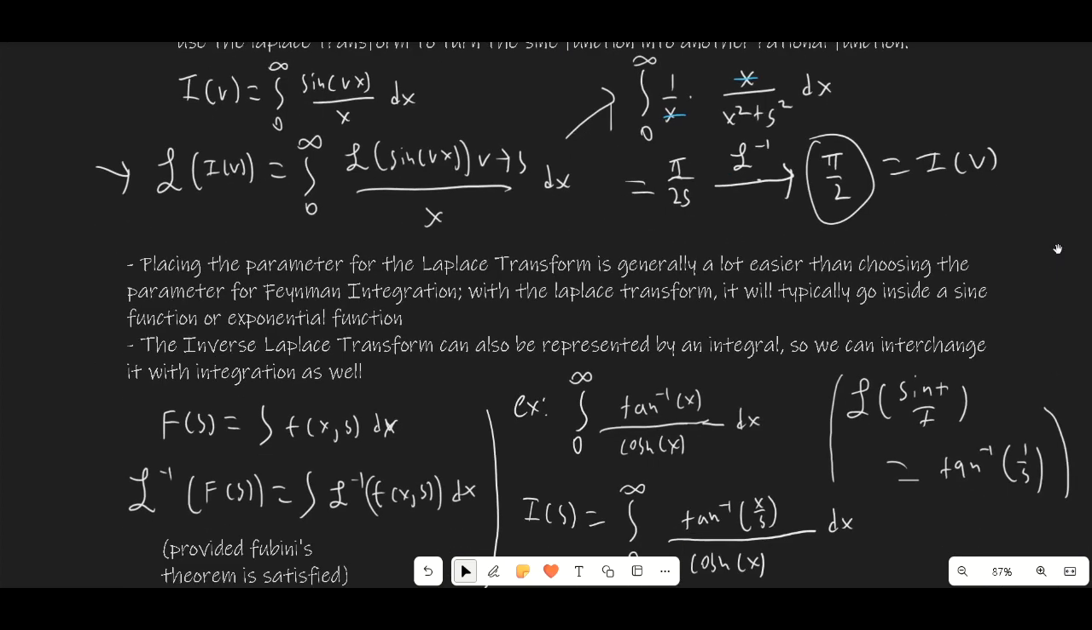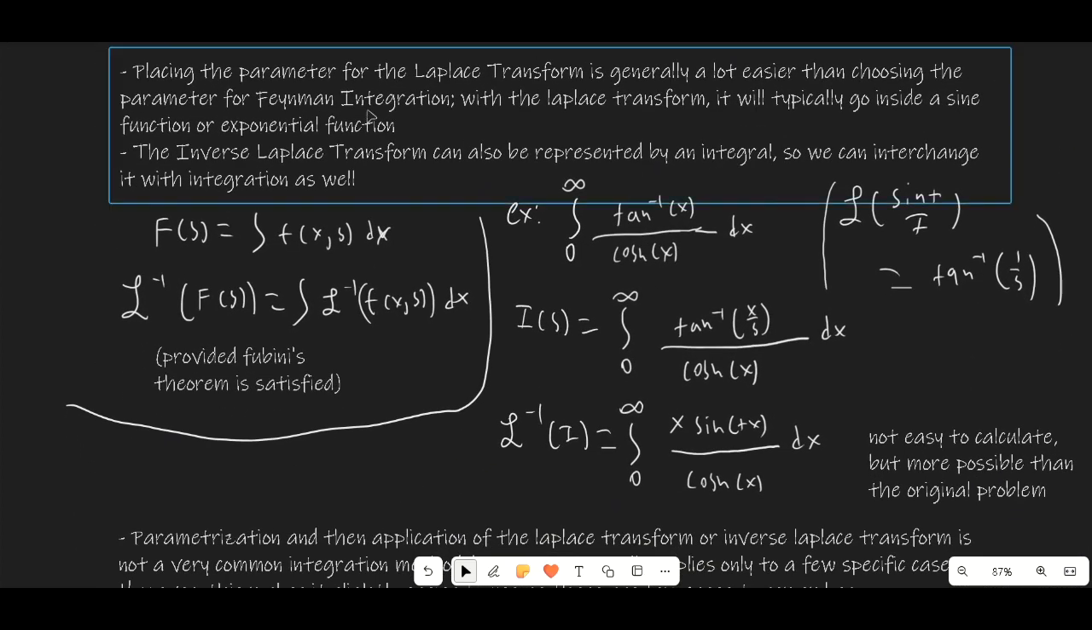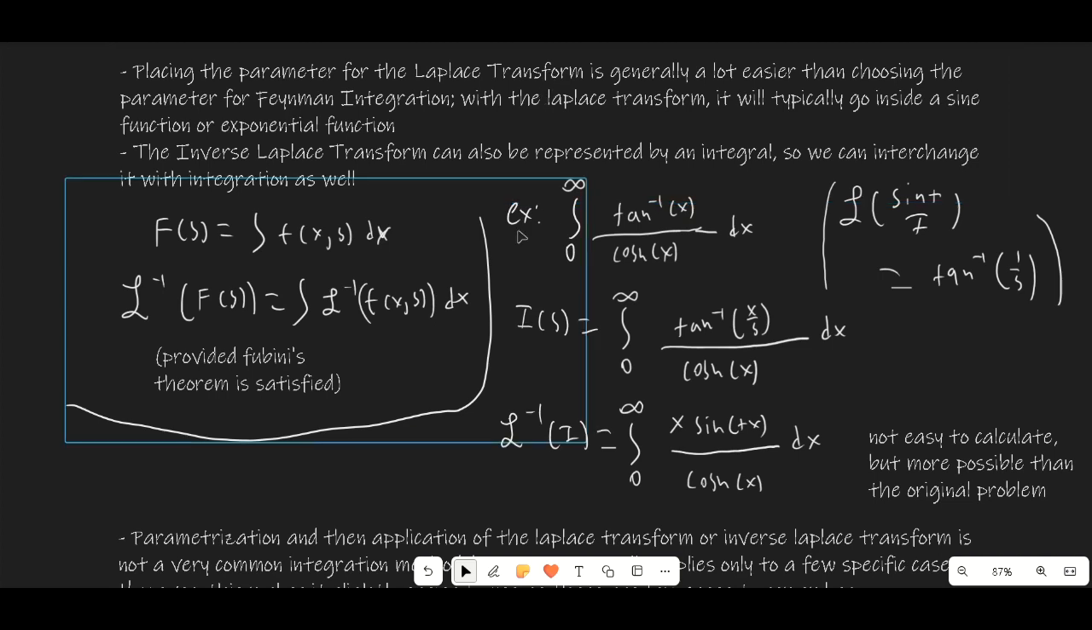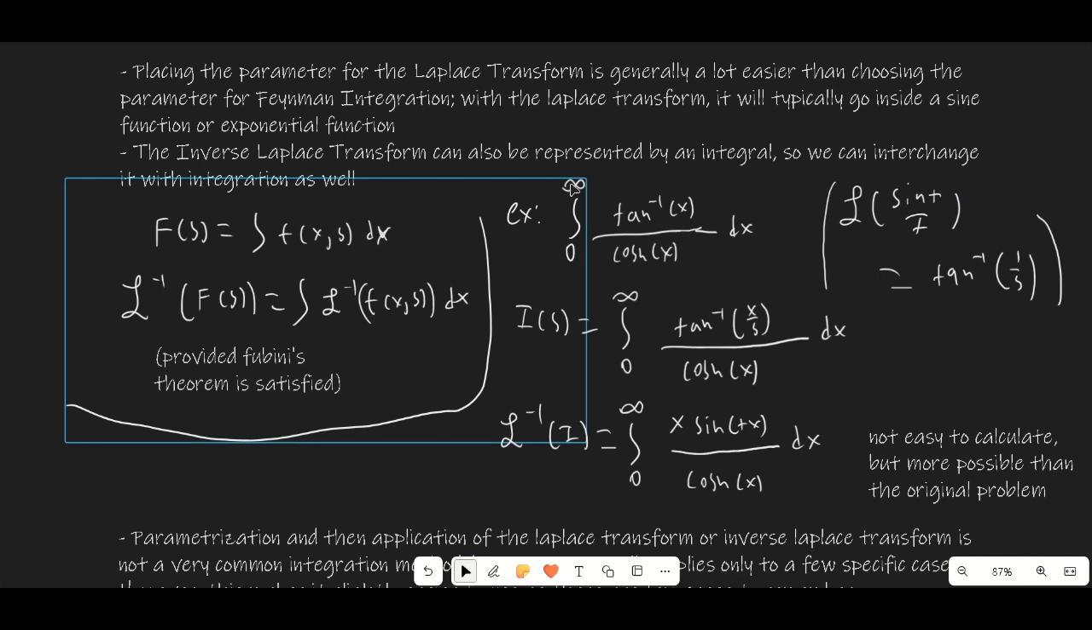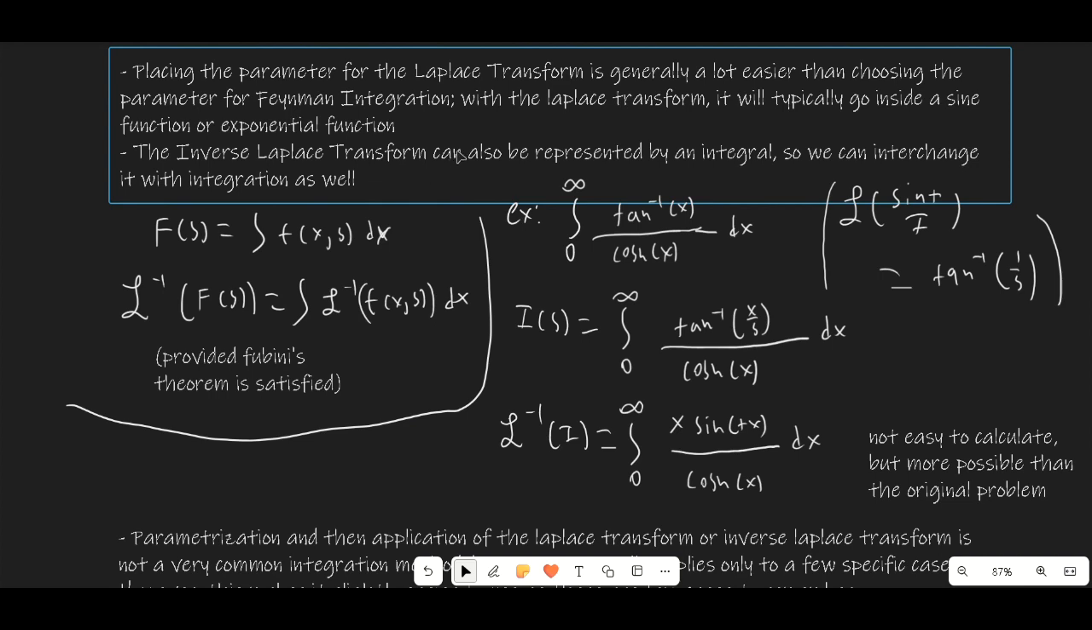So something that's a little bit different in this situation is that placing the parameter for the Laplace transform is usually a lot easier than actually choosing the parameter for Feynman integration, because with the Laplace transform, it's almost always going to go inside of a sine function or an exponential function. With the Laplace transform, it's just not as useful in as many situations. So whenever you see sine and something that might look like it might be nice if it were a rational function, I would just try plugging in sine of tx and then taking the Laplace transform.